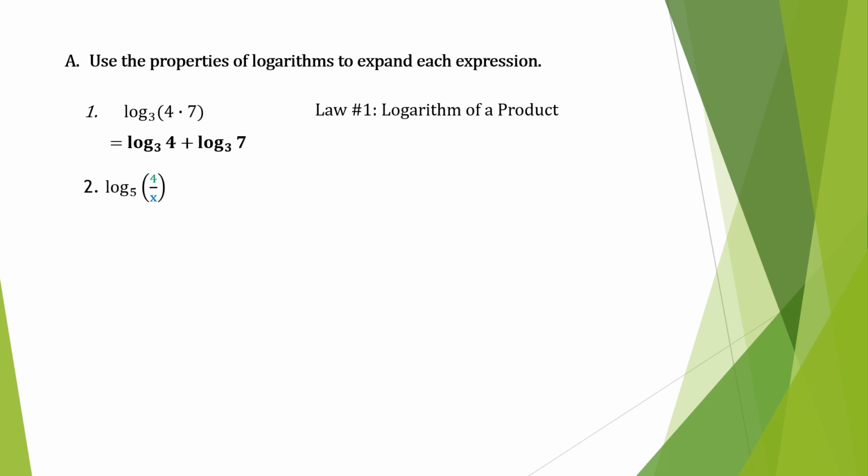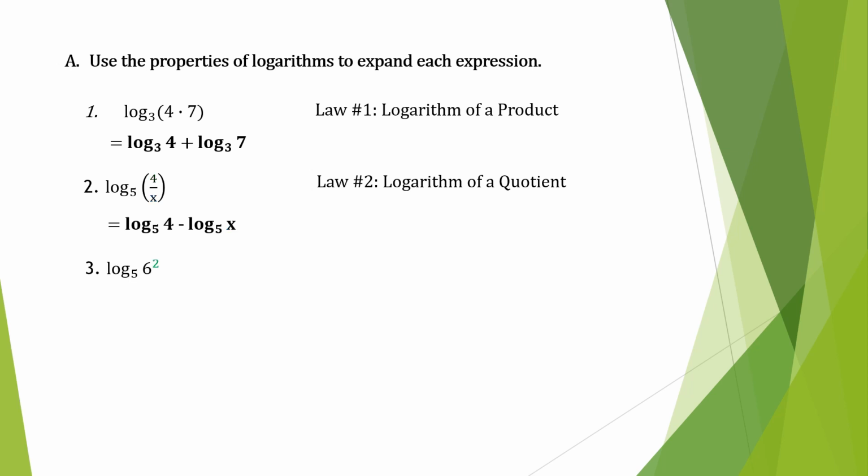Number 2, logarithm base 5 of 4 over x. Let us use law number 2, logarithm of a quotient. Remember that the logarithm of a quotient is equal to the logarithm of the numerator minus the logarithm of the denominator. So we have logarithm base 5 of 4 minus logarithm base 5 of x.